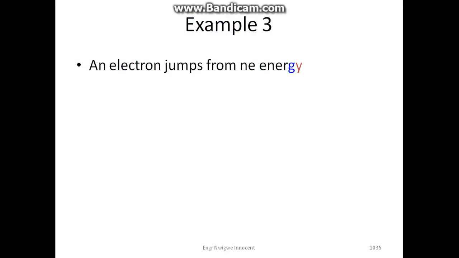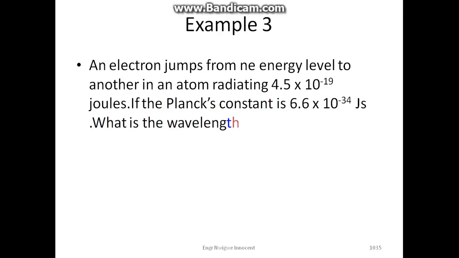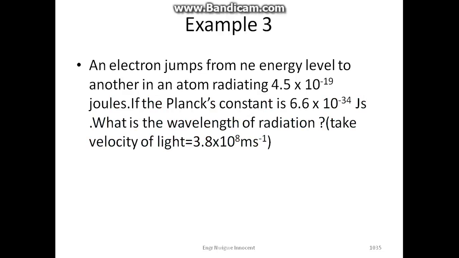Example 3. An electron jumps from one energy level to another in an atom, radiating 4.5 times 10 raised to the power minus 19 joules. If Planck's constant is 6.6 times 10 raised to the power minus 34 joule seconds, what is the wavelength of radiation? The velocity of light equals 3.8 times 10 raised to the power 8 meters per second.